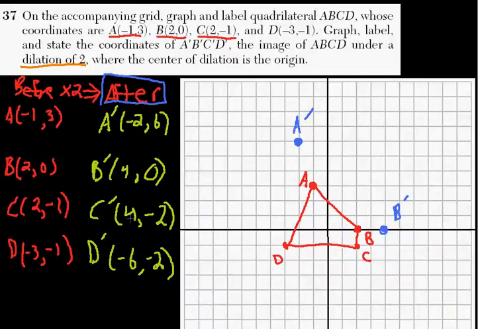C prime is 4, -2. So we go 4. Instead of going down 1, we go down 2. That is C prime. And D prime is -6, -2. So we go back 1, 2, 3, 4, 5, 6, and then down 1, 2. And that's D prime. So there you have the new quadrilateral.